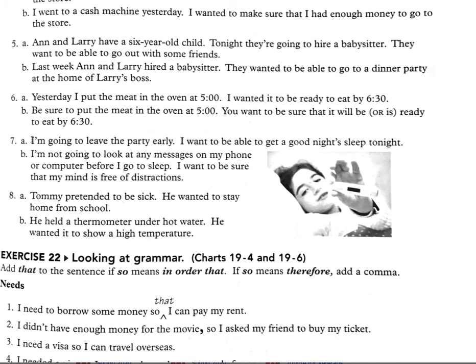Number 7. I'm going to leave the party early. I want to be able to get a good night's sleep tonight. I'm going to leave the party early so that I can get a good night's sleep tonight. We don't use want to be able to.